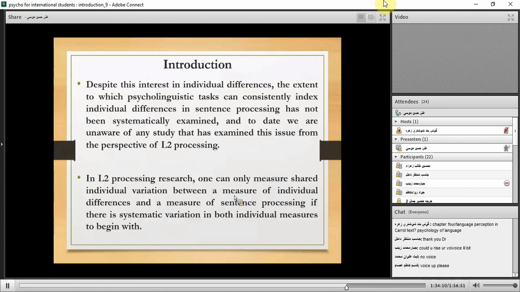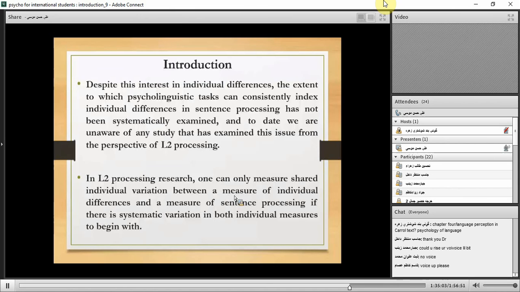This is in stark contrast to other areas of bilingualism research, for example, research on second language proficiency, where assessing the reliability of measures of individual variation is routine. However, assessing how well psycholinguistic tasks can measure individual differences is crucial, as one can only meaningfully correlate variables when it can be shown that there is a systematic variation in individual measures to begin with, and this variance can be reliably measured.